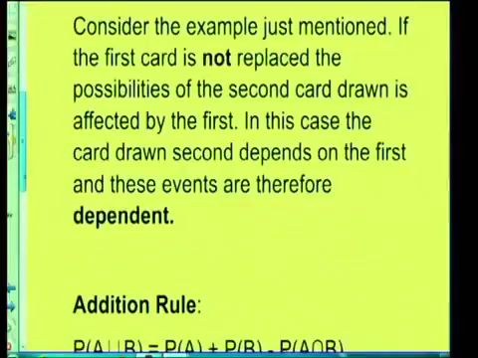Now, consider the example just mentioned. If the first card is not replaced, the possibility of the second card drawn is affected by the first. In this case, the card drawn the second time depends on the first one, and these events are called dependent. Now, obviously, in the first case where we put it back and nothing changed, it was independent. If I don't put it back, then it is dependent.